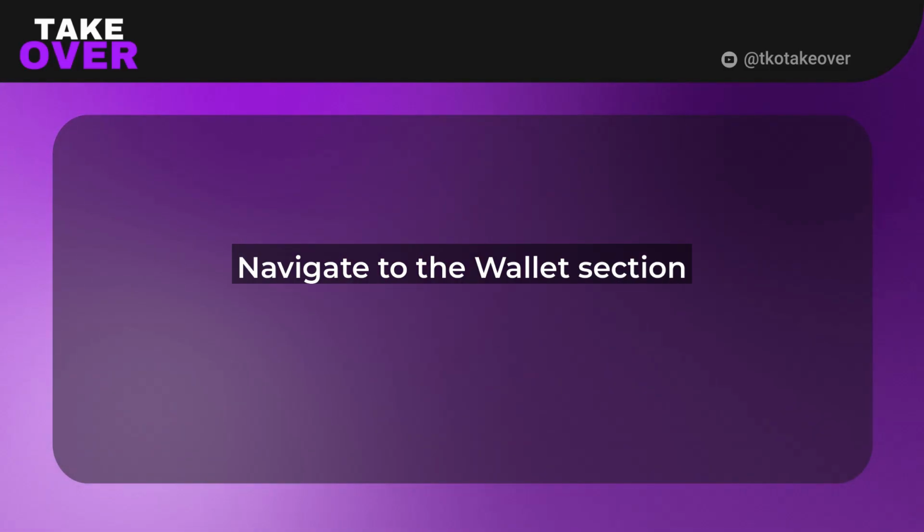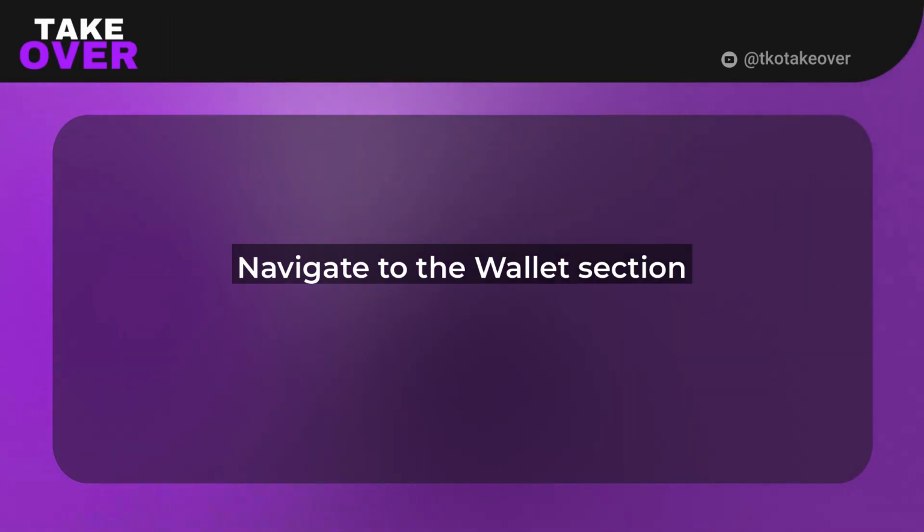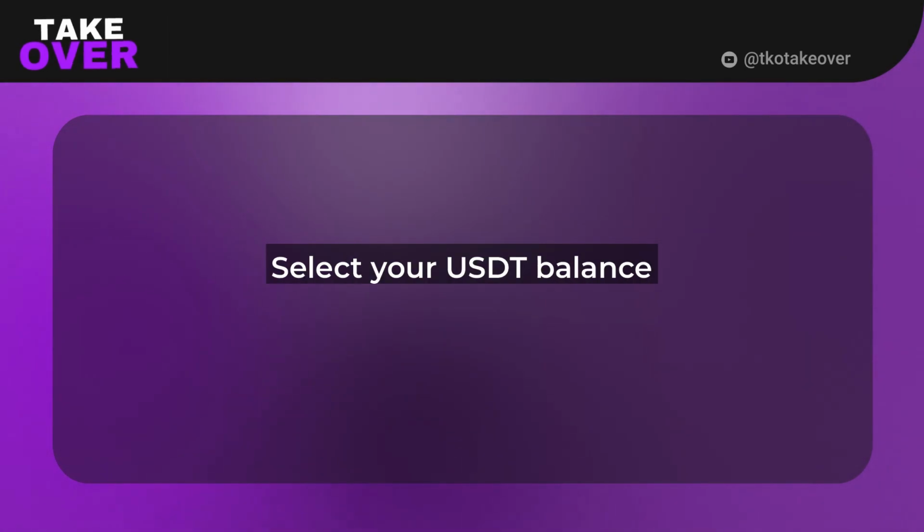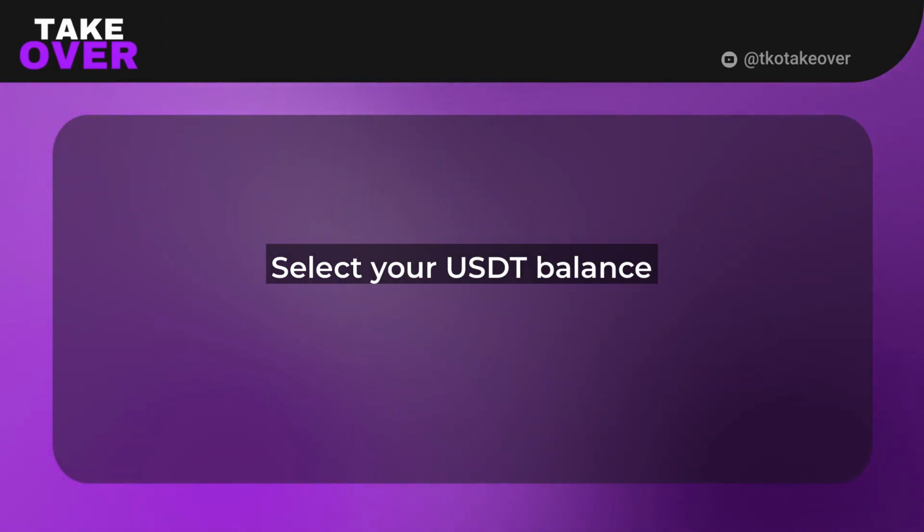Let's dive in. First things first, make sure you're logged into your Binance account. If you don't have one, sign up and complete the verification process. It's crucial for withdrawals. Once you're in, head over to the Wallet section at the top of the page. From there, select Fiat and Spot to see your balances.